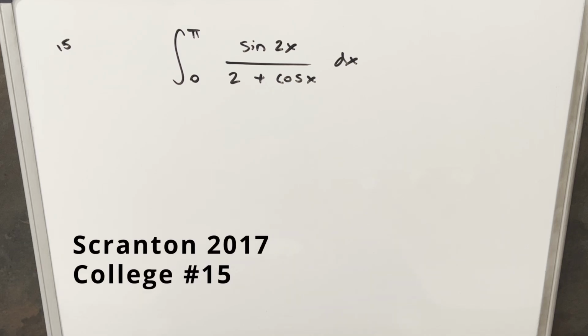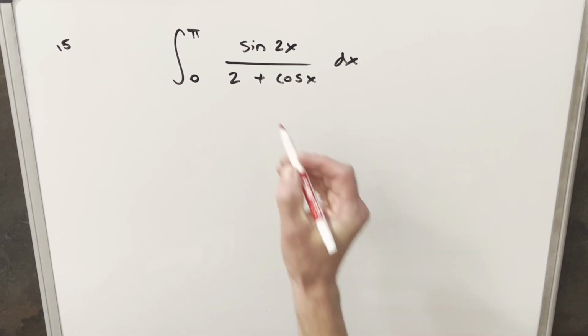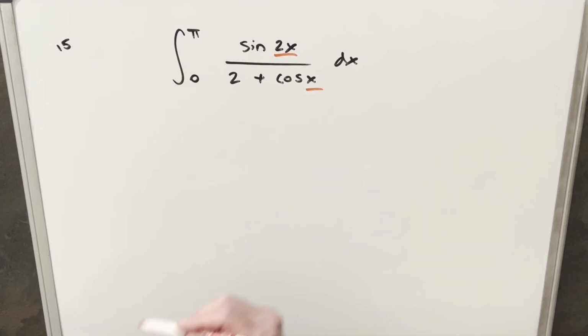Okay, we have here today another integral from the Scranton integration bee 2017. This was problem 15. We have the integral from 0 to pi of sine 2x over 2 plus cos x dx. The thing I noticed first here is that we've got a different angle on the sine and cosine, which makes it just a little bit tricky to work with.